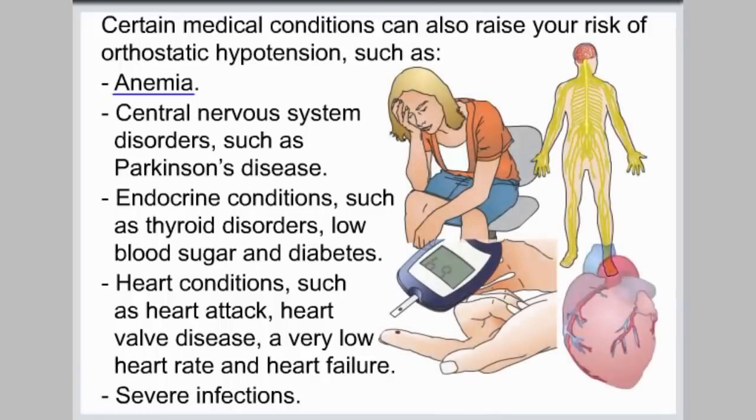Certain medical conditions can also raise your risk of orthostatic hypotension, such as anemia, central nervous system disorders, such as Parkinson's disease, endocrine conditions, such as thyroid disorders, low blood sugar, and diabetes, heart conditions, such as heart attack, heart valve disease, a very low heart rate, and heart failure, severe infections.